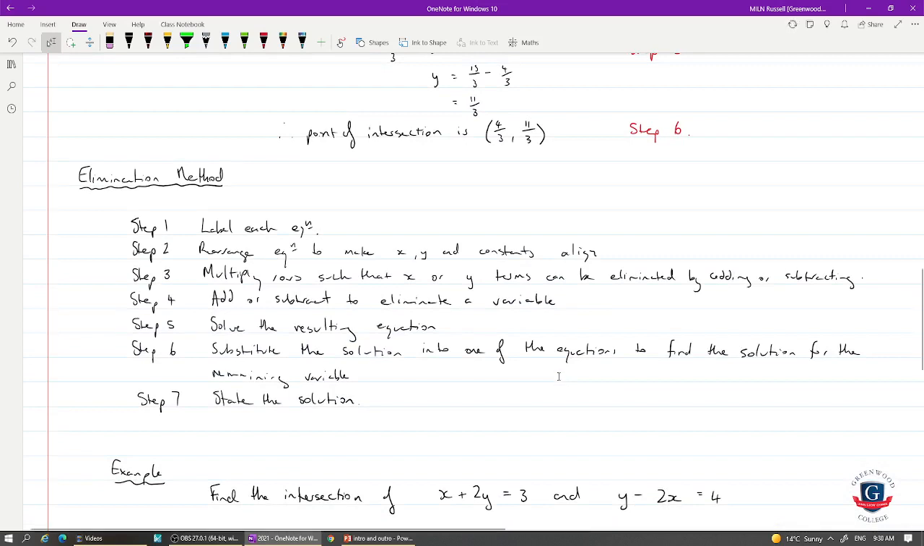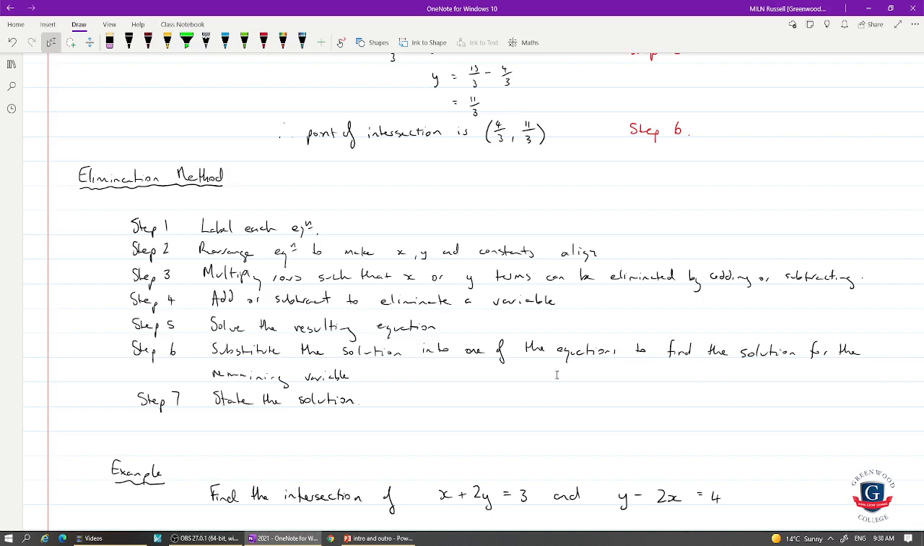So in the elimination method, we're looking to see if we can make the two equations line up neatly underneath each other. But like the first method, we first have to label both equations as written in the question. Step 2, we're going to rearrange the equations to make x and y and the constants align. Step 3, we'll multiply the rows such that x or y terms can be eliminated by adding or subtracting. Step 4, we're going to do the addition or subtraction to eliminate the variable.